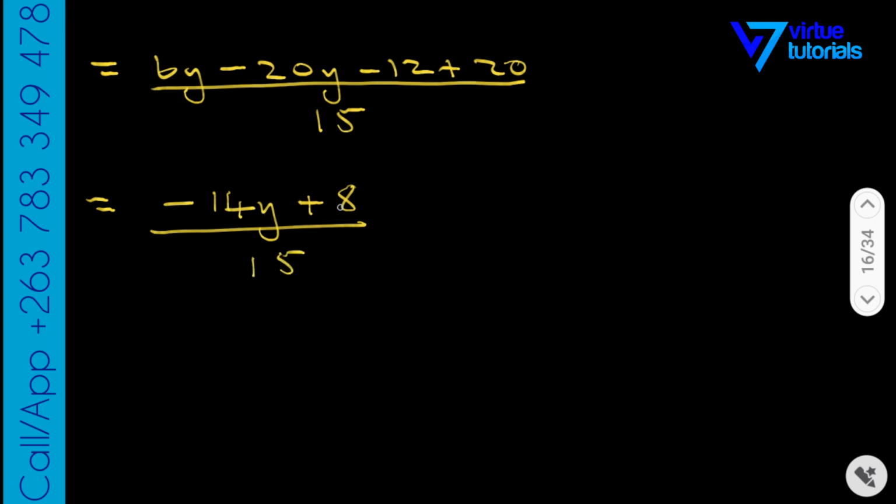So this is a y. This is not a y. You can't simplify any further. So we stop there.